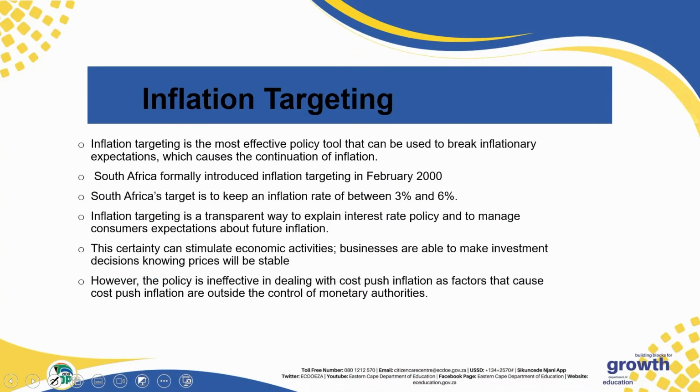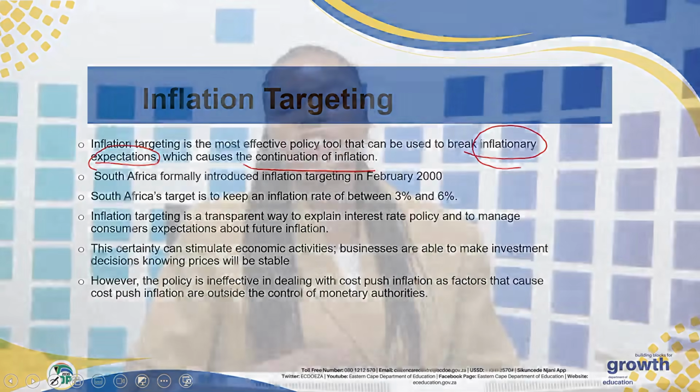All right, now we look at inflation targeting in South Africa. Inflation targeting is the most effective policy tool that can be used to break the inflationary expectations which cause continuation of inflation. South Africa formally introduced inflation targeting in February 2000. Inflation targeting in South Africa is kept between 3 to 6%. Inflation targeting is a transparent way to explain interest rate policy and to manage consumer expectations about future inflation.